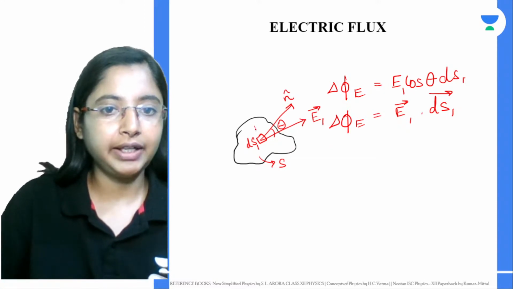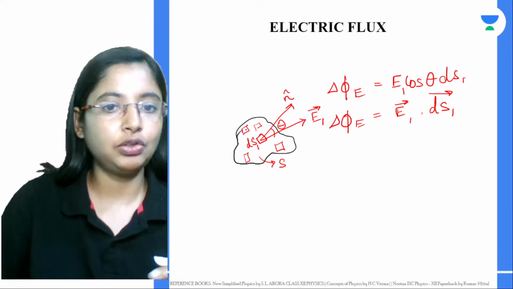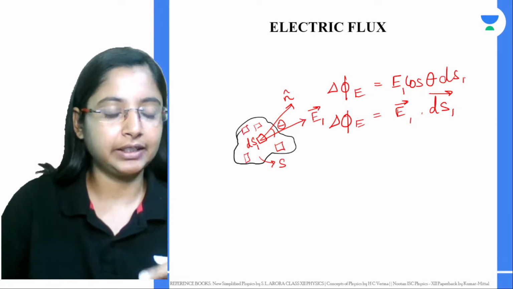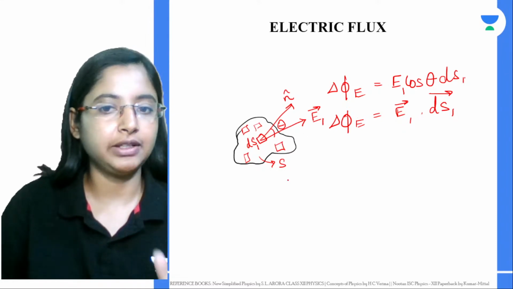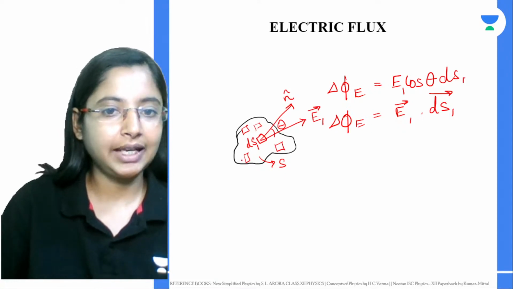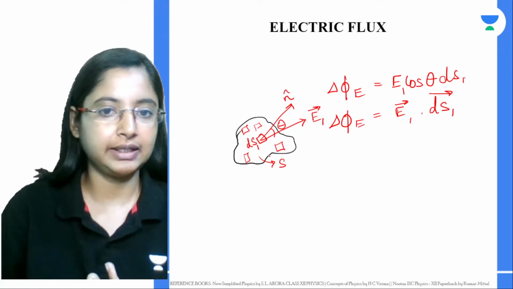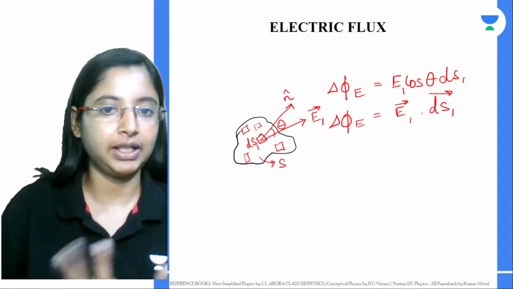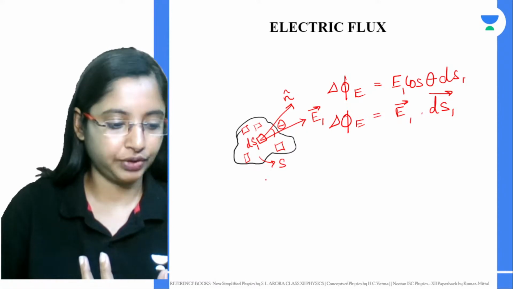Now, I can divide the entire surface into small areas like this ds1, and I can see how many field lines are going through each. Since the area I am taking is the same, and let's say the electric field lines through this are uniform, the same amount of electric field lines will pass through each of these areas.